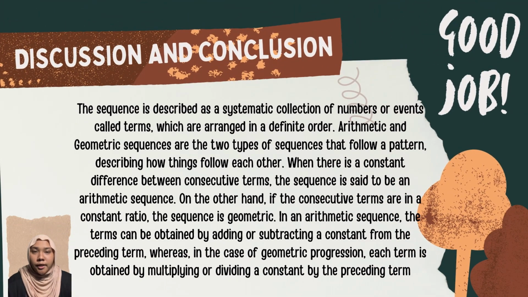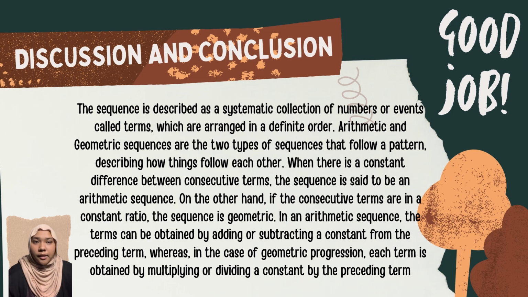Discussion and conclusion. A sequence is described as a systematic collection of numbers, also called terms, which are arranged in a definite order. Arithmetic and geometric are the two types of sequence that follow a pattern, describing how things follow each other. When there is a constant difference between consecutive terms, the sequence is said to be an arithmetic sequence. On the other hand, if the consecutive terms are in a constant ratio, the sequence is geometric.